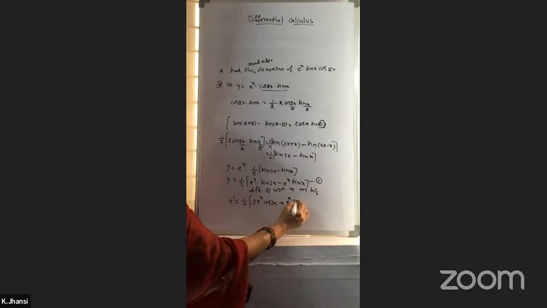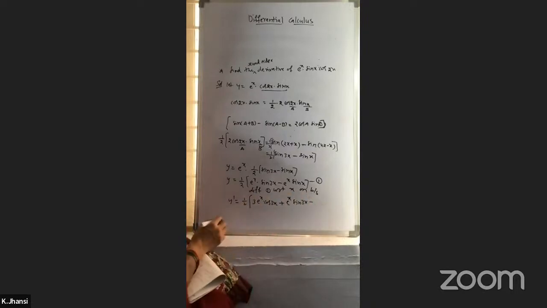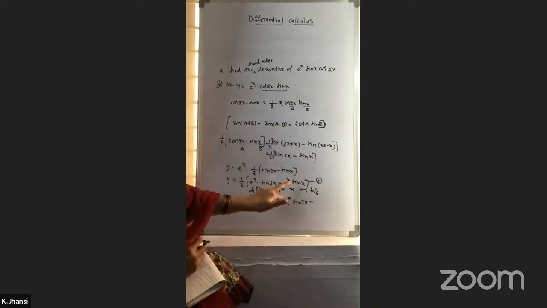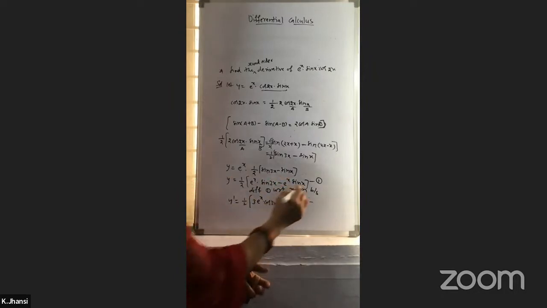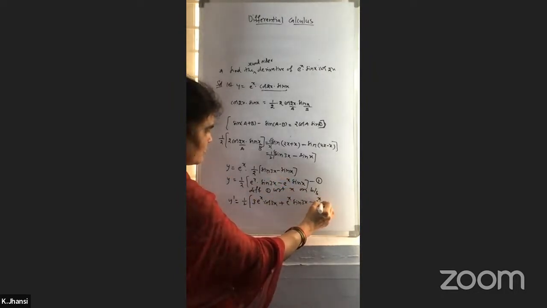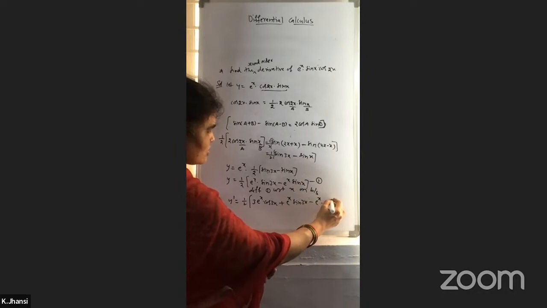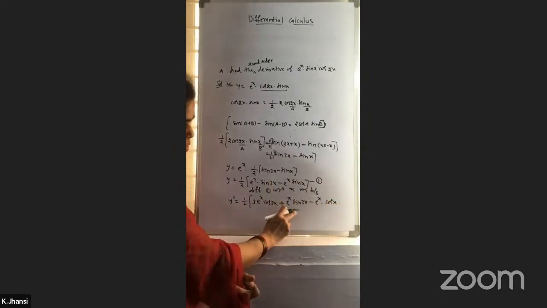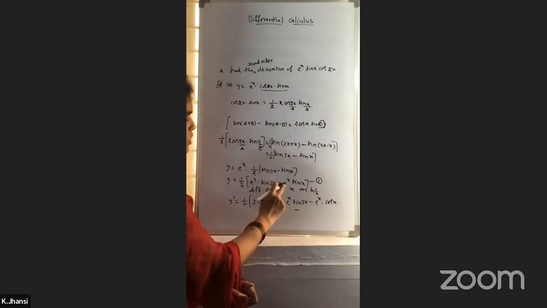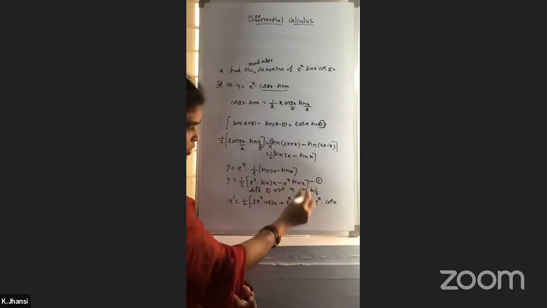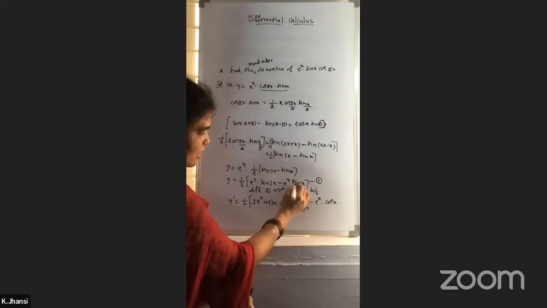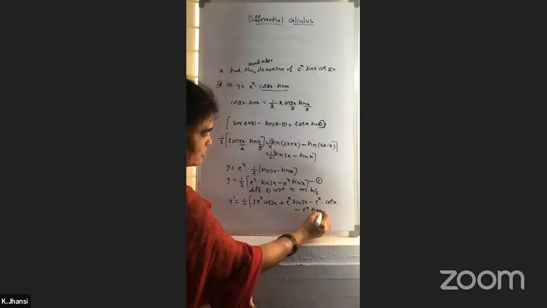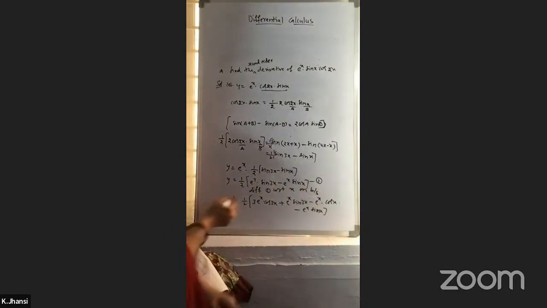So e power x sin 3x minus, again this is also the UV rule. E power x constant and sin x differentiation is cos x. Here the minus sign is there, so I am writing minus. Minus of e power x differentiation is e power x only. So e power x and sin x is constant term. Okay, this is the answer for only y dash.